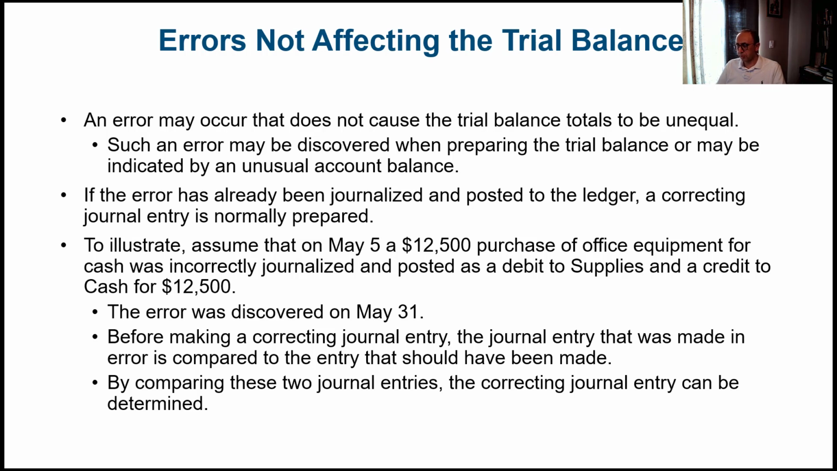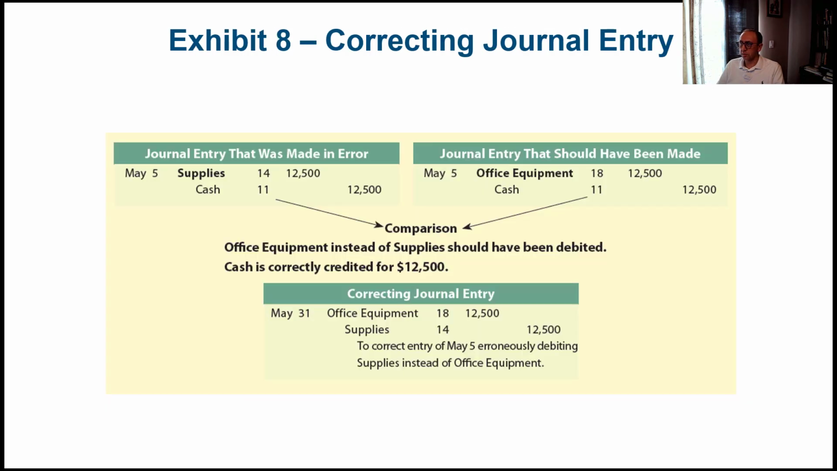So before making a correcting journal entry, the journal entry that was made in error is compared to the entry that should have been made. So we see what we've done, what we should have done, and the difference would be the correcting entry. By comparing these two journal entries, the correcting journal entry can be determined. So let's see this in more detail. The journal entry that was made in error: we debited supplies for 12,500 and we credited cash for 12,500. The correct journal entry is debiting office equipment instead of supplies and crediting cash for 12,500.